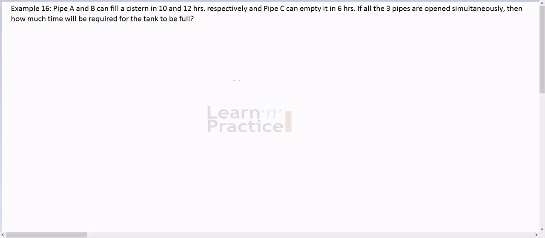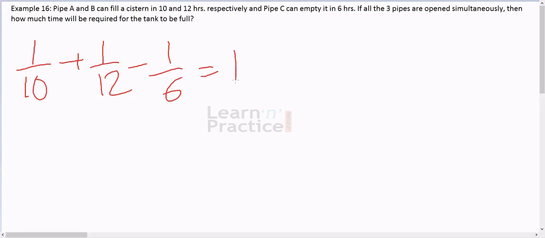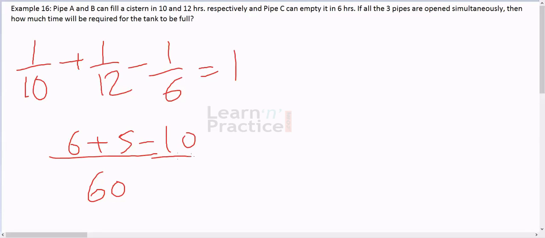Minus because it's emptying. Simply write, if A, B and C all three are working, A can do 1 by 10 amount of work in one day, B can do 1 by 12, and C can do 1 by 6, and finally they are completing the task. Now take the LCM and solve this, we'll get the answer. So LCM will be 60, this will give 6 plus 5 minus 10, this will give us 1 by 60. That means the tank will be filled in 60 hours.